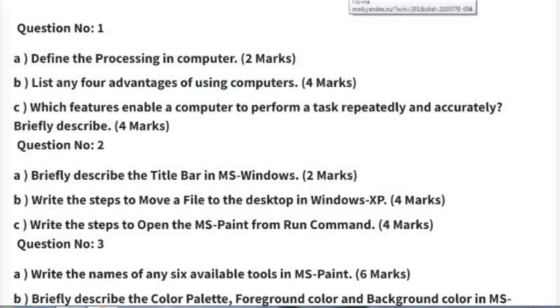The next question is: Which features enable a computer to perform a task repeatedly and accurately? Briefly describe. The answer is: besides being fast, a computer can do things over and over again. It never gets tired or bored. If we have to write a letter 100 times, we will get tired. A computer can write a letter even a million times but never gets tired.